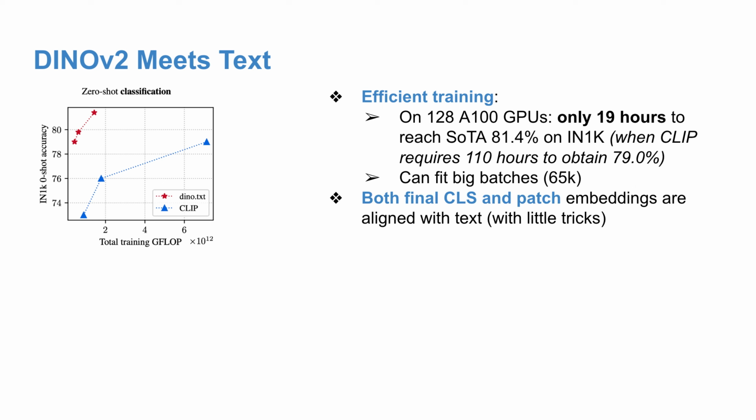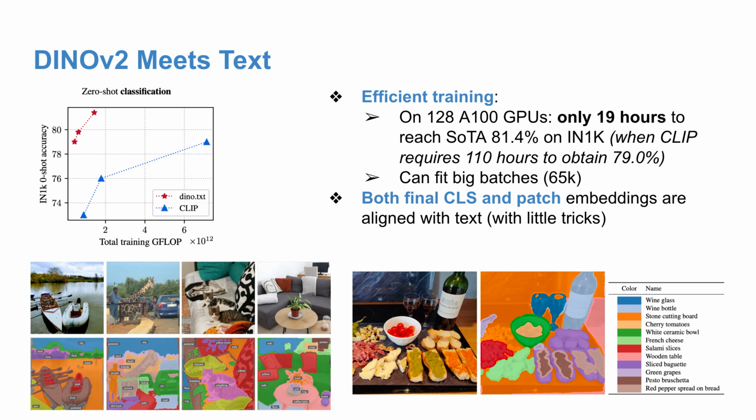With our strategy, both the CLS and the patch embeddings are aligned with the text, as we have seen, and therefore allow us to obtain good segmentation with no additional tricks or model adaptation. And those are typical results that you can obtain with our method dino.txt.